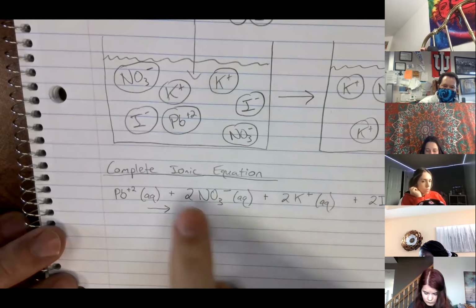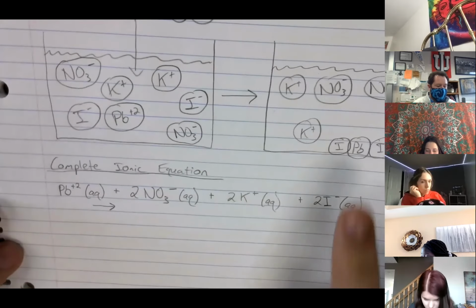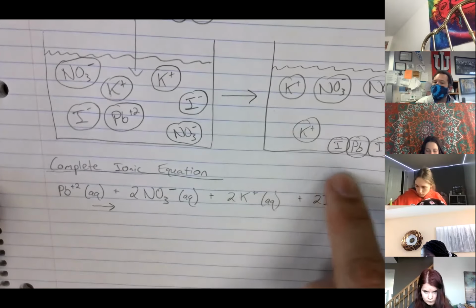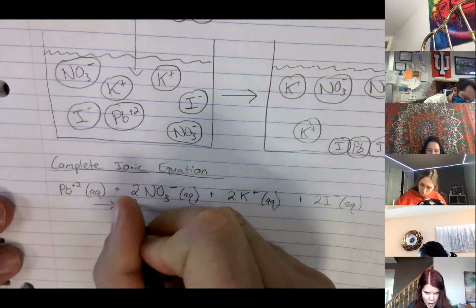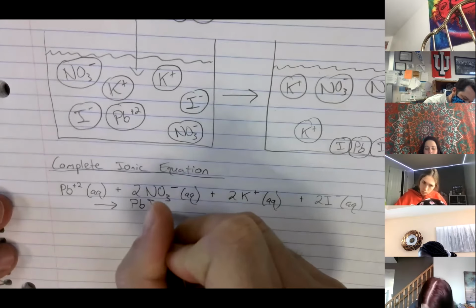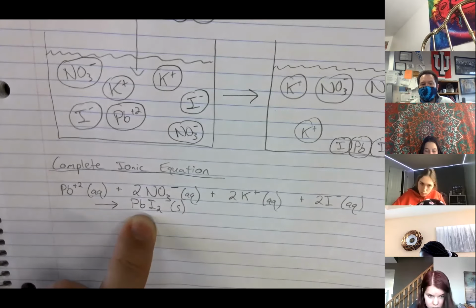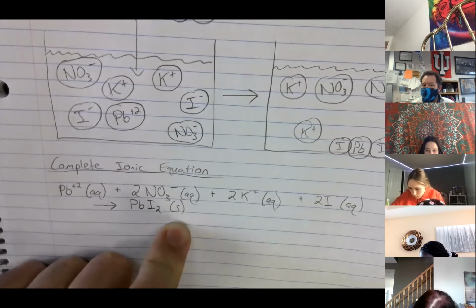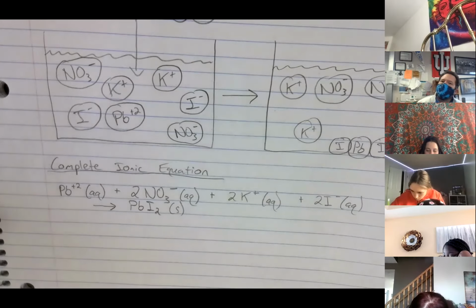Now I'm out of room up here, so I'm going to come down here to finish it. Lead iodide. Hey, not ions anymore. These guys are back together. PbI2, and they're a solid. That's what I actually formed here, my solid lead iodide.